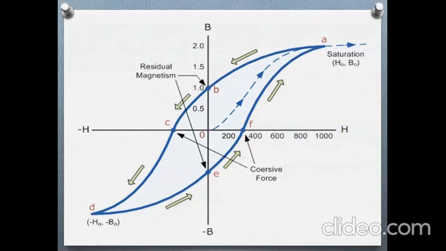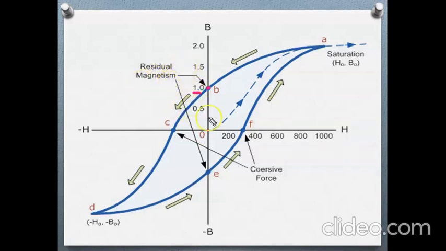Now observe the graph. Here the points B, C, E and F show interesting behavior of a magnetic material. We are going to discuss that. Point B shows the residual magnetism, and this residual magnetism is from 0 to B, that means 1 Tesla. 1 Tesla is the residual magnetism.